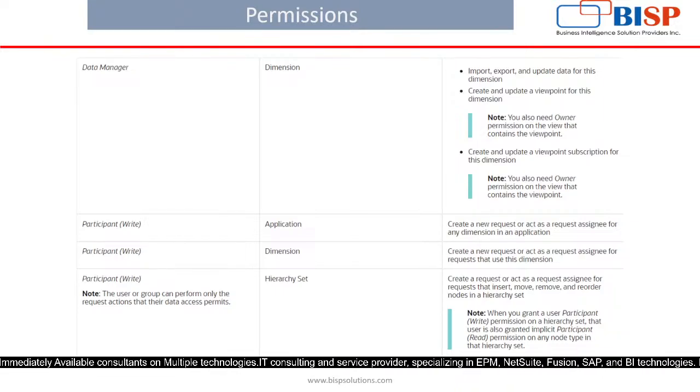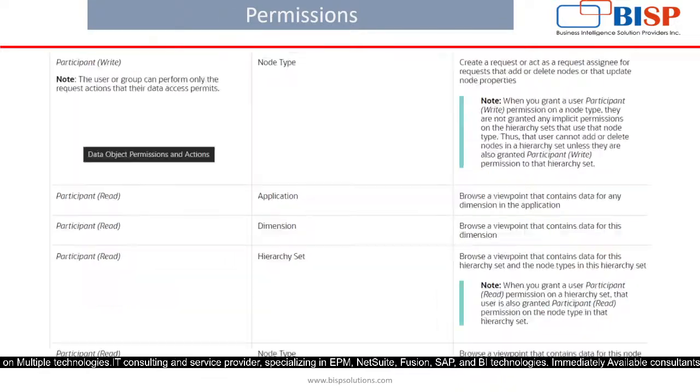When you grant a user participant write permission on a hierarchy set, that user is also granted implicit participant read permission on any node. Yeah, that is obvious, that if you give anyone write access, they can also read. Then we have node type permission for the write participant, to whom we have given the write permission, so they can create a request. Same goes for the hierarchy set, it is the same for the node type also.